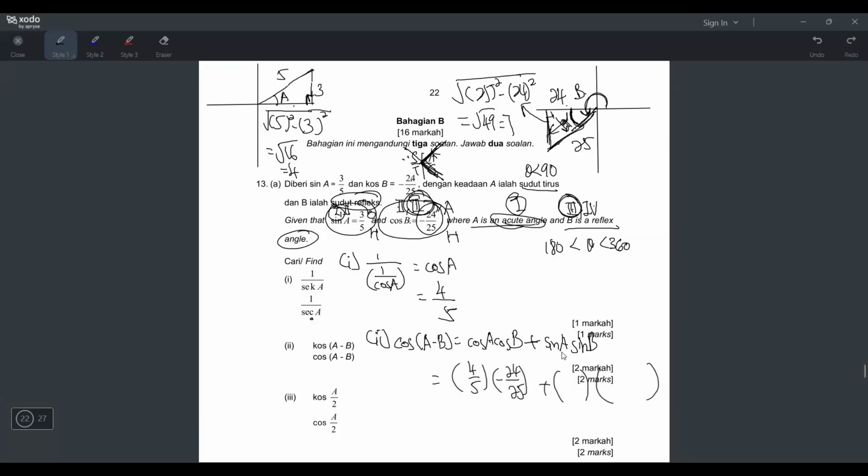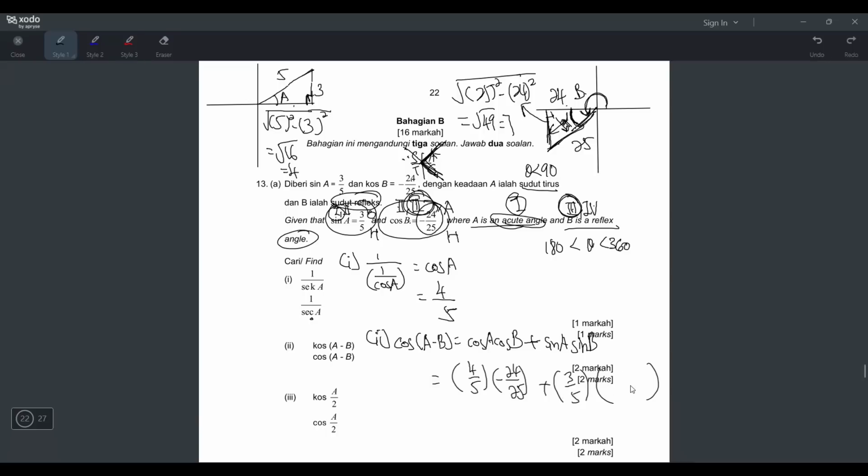All right, let's continue. Sine A. Angle A, so use the first diagram. The formula for sine is opposite over hypotenuse. The opposite will be 3, hypotenuse is 5. You have to check whether to put negative or not, but this one no need because angle A is in the first quadrant. In the first quadrant, all are positive, so sine is positive.